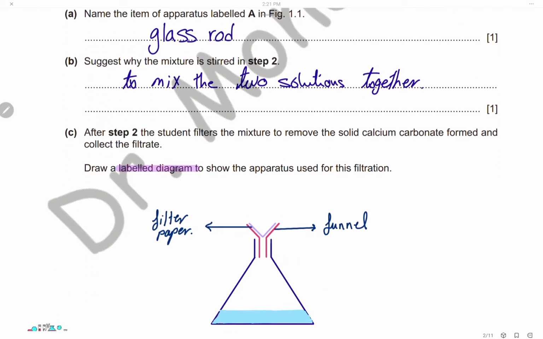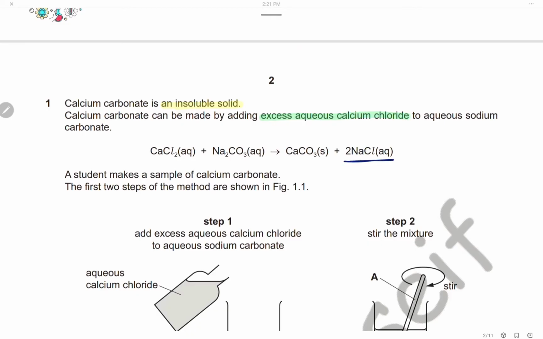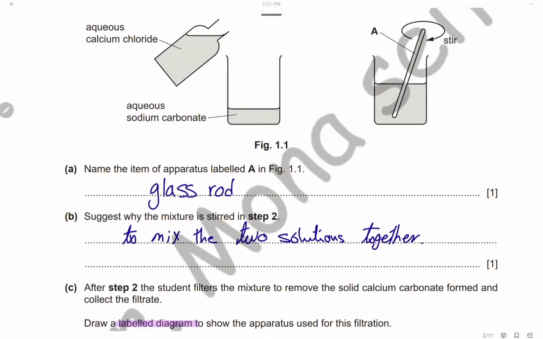After step 2, the student filtered the mixture to remove the solid calcium carbonate. Of course, because calcium carbonate is an insoluble solid, it can be removed by filtration. Then the student collects the filtrate. The filtrate will contain sodium chloride solution and the remaining calcium chloride solution, because calcium chloride was in excess. So the filtrate will contain both sodium chloride and calcium chloride.